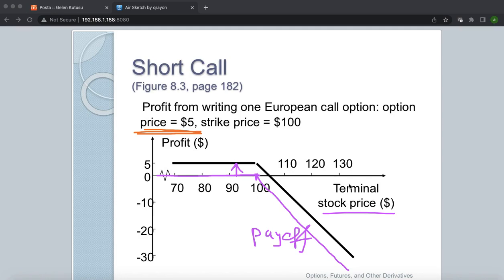But if the stock price ends up above this $100, then we will be making a negative payoff or a loss basically. And the higher the final stock price, the bigger is our potential loss.